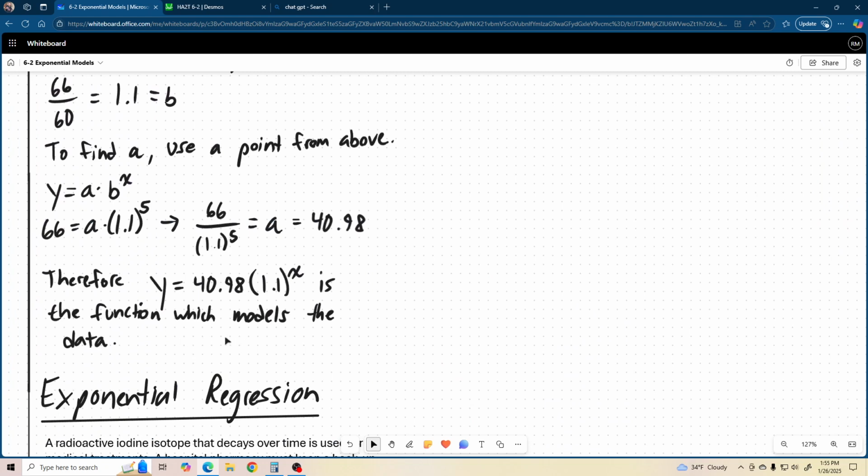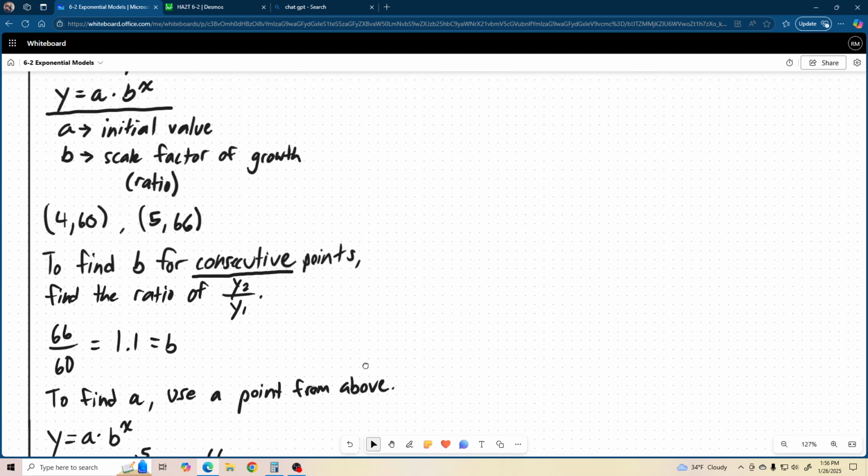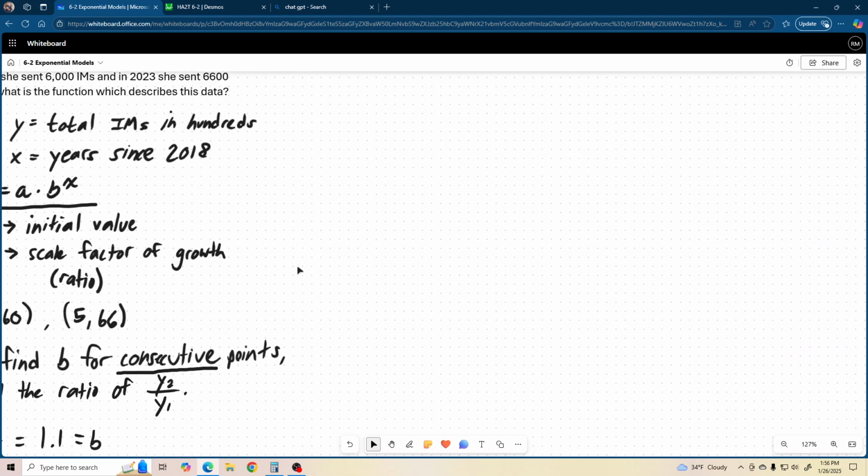If you have 2 points, you set them up as a ratio against each other, essentially, and that solves for B. And then once you have B, you plug in one of those points to solve for A. All right, so what if we don't have consecutive points, but we have quite a bit of data?